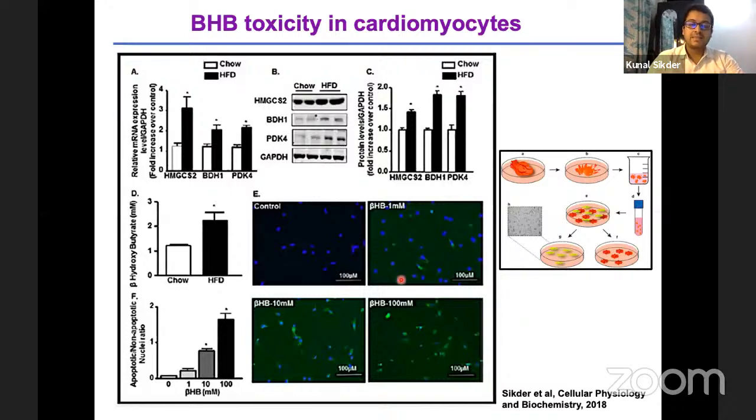So this is annexin V staining with the green one, and the blue one is just the DAPI staining for the healthy nucleus. And we can see that even in 1 millimolar, there are a lot of dead cells, the cells which have undergone apoptosis, and in 10 millimolar, almost 60-70% of cells died. So this proves that beta-hydroxybutyrate or the ketone body is really dangerous for the heart, the cardiomyocytes.